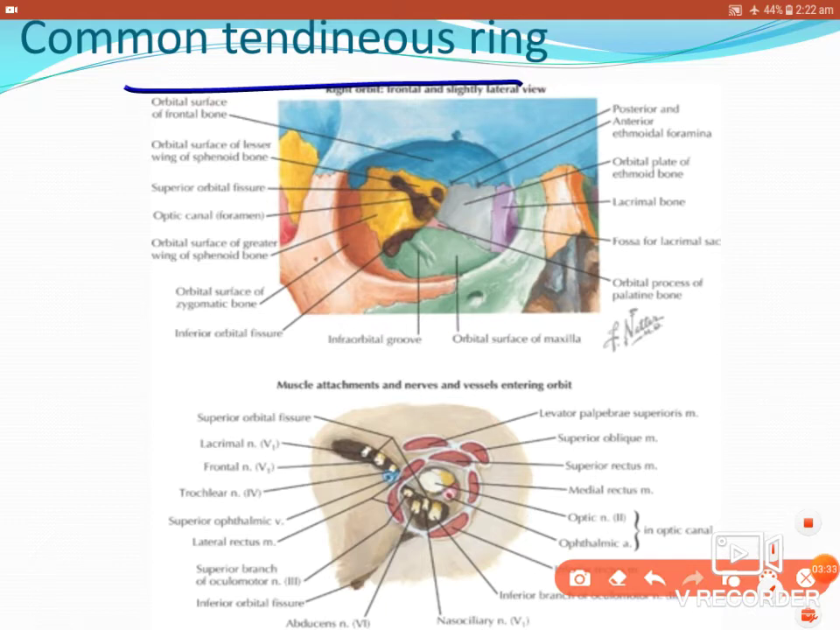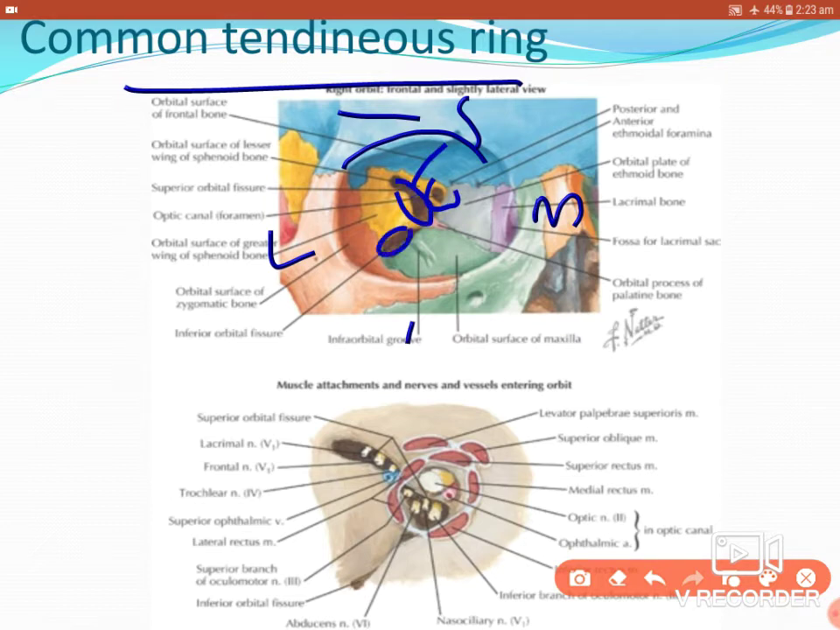See, this is the right orbit, anterior view. This is the base. Here this is the apex. This is the medial aspect. This is lateral, superior, inferior. In this apex you can see the optic canal in the lesser wing of the sphenoid. This is the superior orbital fissure. This is the inferior orbital fissure.